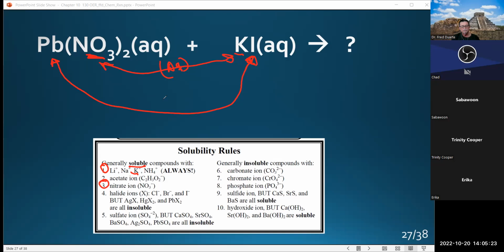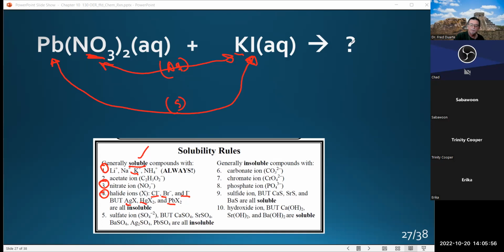Lead's a heavy metal, so that should probably indicate to you we'll have a precipitate. And so I have iodides, which is number 4, which normally are soluble, okay? Normally are soluble, except when they are hooked up with these 3 metals, specifically silver, mercury, and guess what? Lead. So definitely we're going to have a positive reaction here, okay?